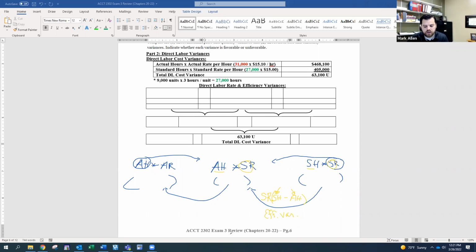On the other hand, we're going to notice that each of these terms has actual hours. So we can pull out actual hours, multiply by the difference between the standard rate and the actual rate. Notice what's changing here is what's in the parentheses. This is my rate variance. That is all we're doing here.